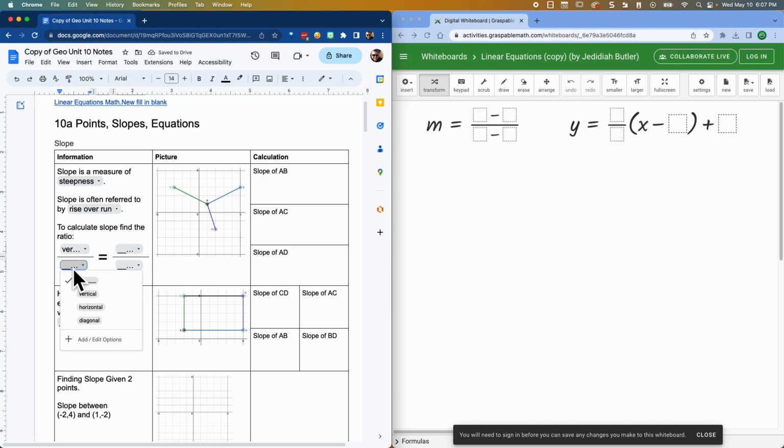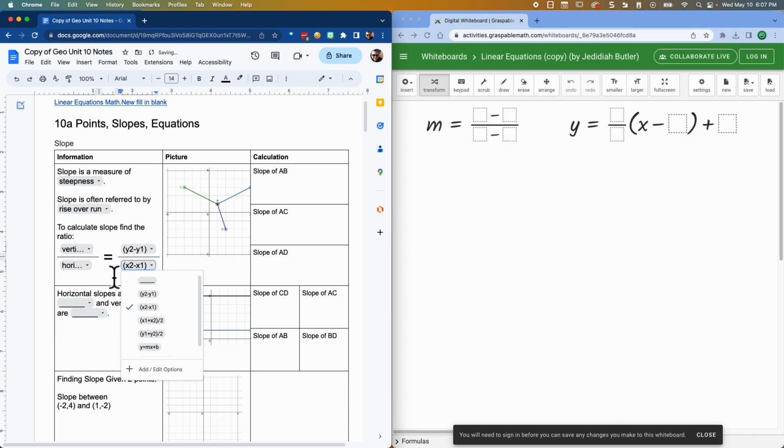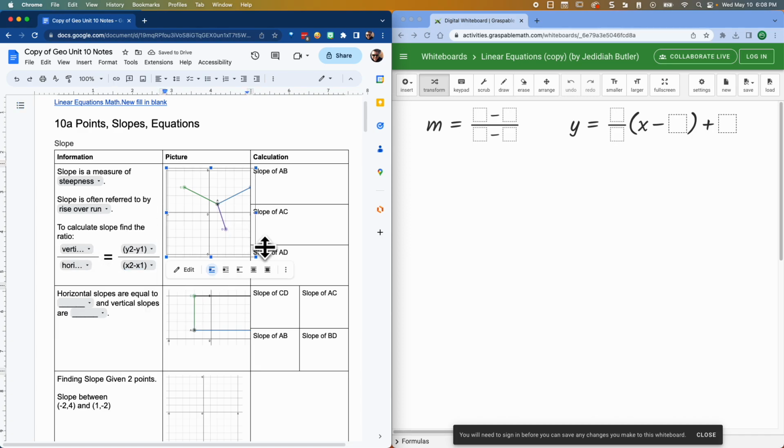Let's see if I can click on these correctly. Over the horizontal, which means it's y2 minus y1 on top and x2 minus x1 on bottom. We'll make this a little bit wider so that you can see those just a little bit better.